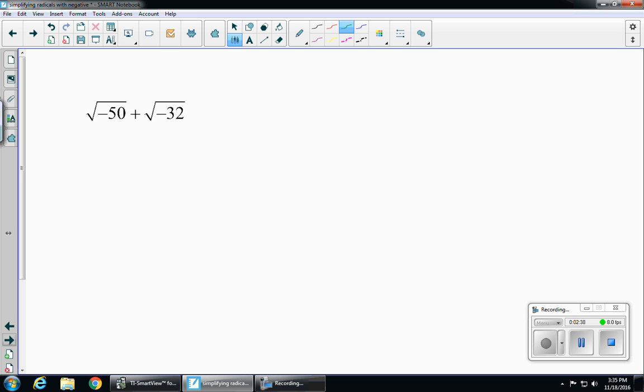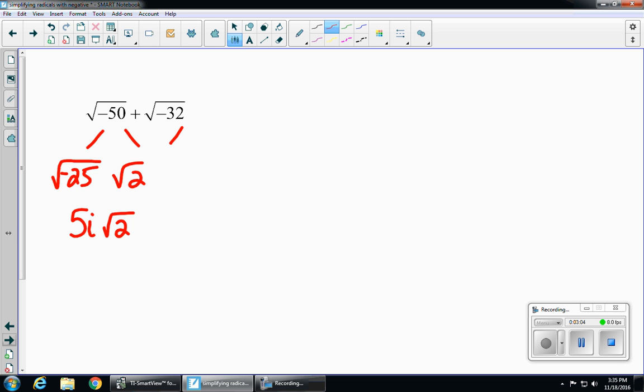And let's take a look at one more now where we have to add. You should remember from adding radicals that you must have the same radicals in order to add them. Because I don't have the same number under the radical, I need to split them up. So the square root of -50 is going to be -25 and 2. The square root of -25 is 5i, and I'm keeping that radical 2.